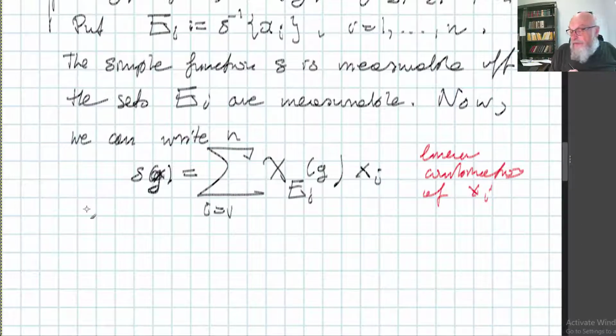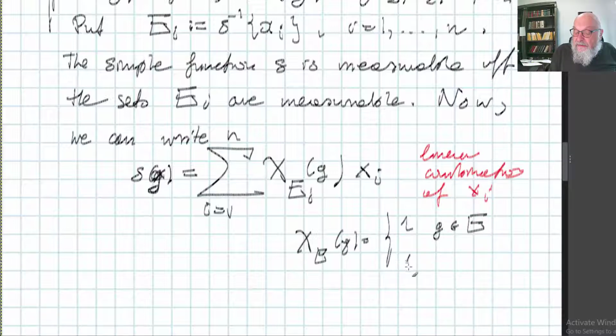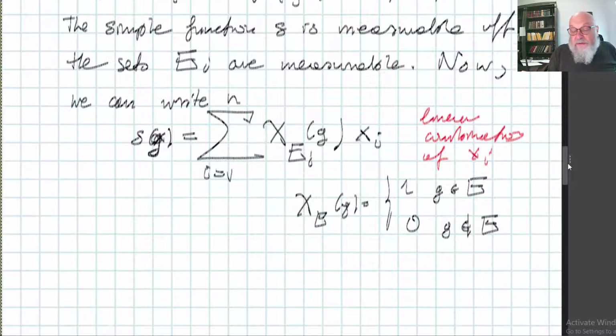So this is what we are getting here. So what is the characteristic function? I think everybody knows, but maybe I should write it down. The characteristic function of E at g is equal to 1 if g belongs to E, 0 if g does not belong to E. So that's the characteristic function.